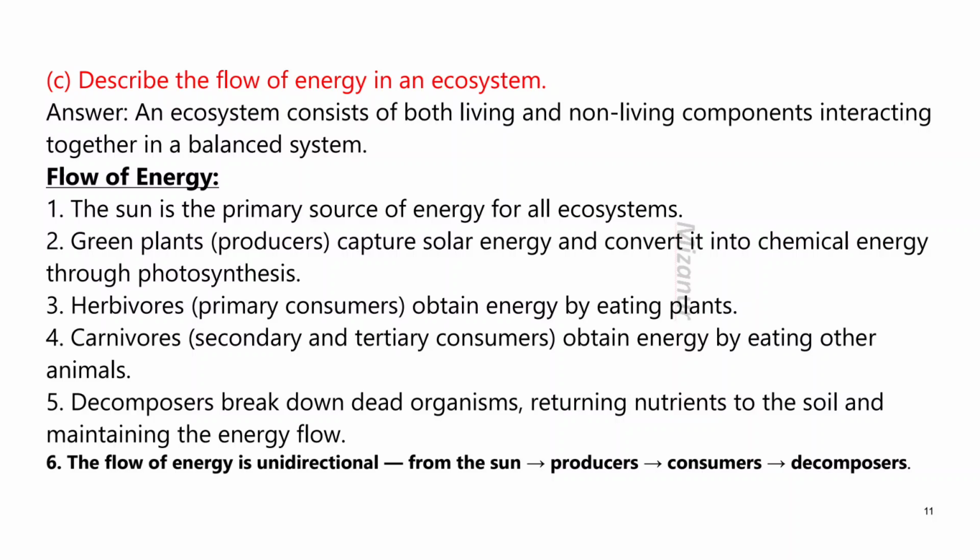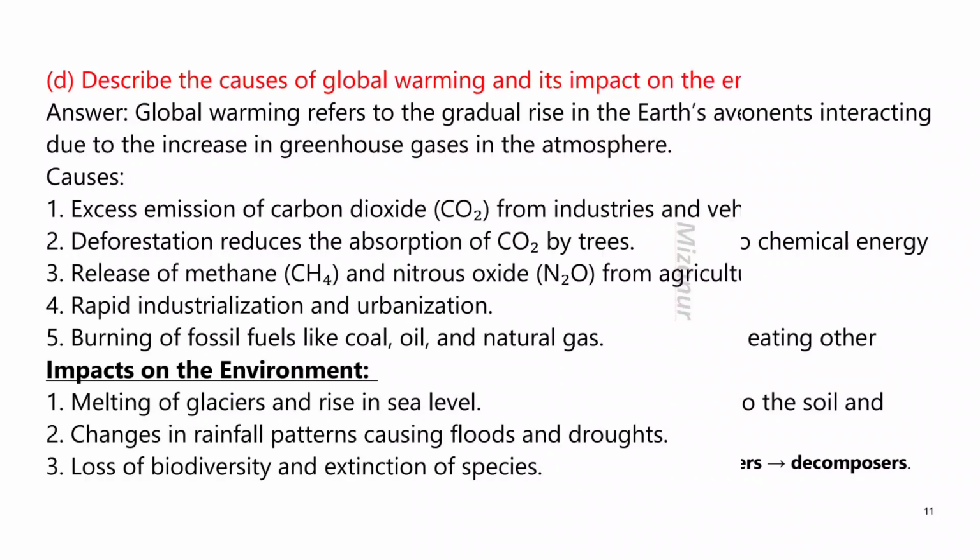Number 4. Carnivores. Secondary and tertiary consumer. Obtain energy by eating other animals. Number 5. Decomposer. Break down dead organisms, returning nutrients to the soil and maintaining the energy flow. The flow of energy is unidirectional. That is, from the sun to producer, producer to consumer, consumer to decomposer.